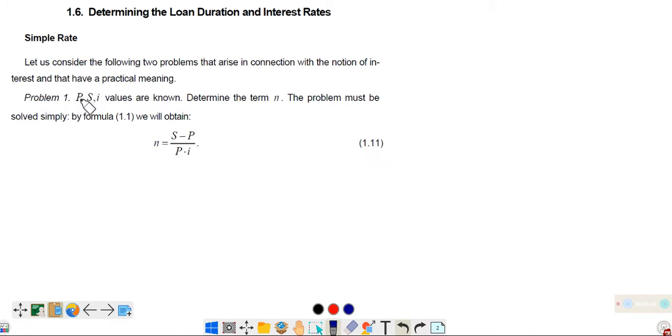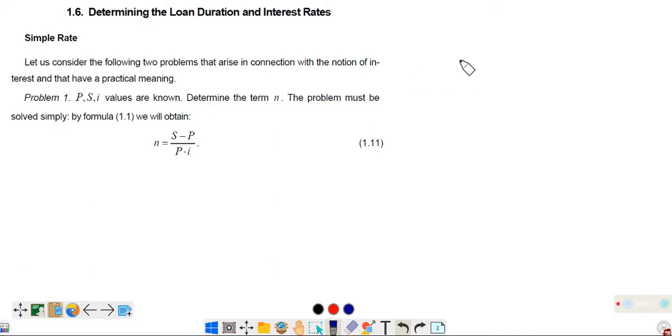If you were given the principal P, the accumulated amount S, and I, which is our interest rate, so they are known, and you have to determine the term n, the problem must be solved simply by the formula n is equal to (S minus P) over (P times I). This was obtained from formula 1.1. I won't go back to the page; I'll just show it on one side.